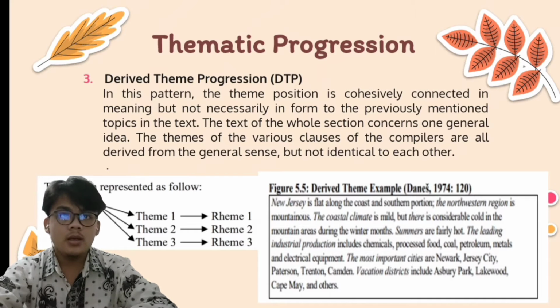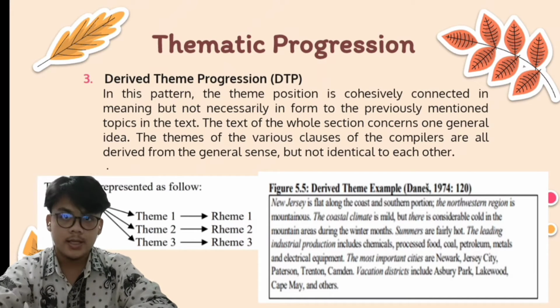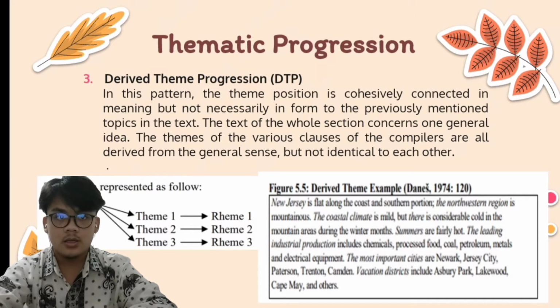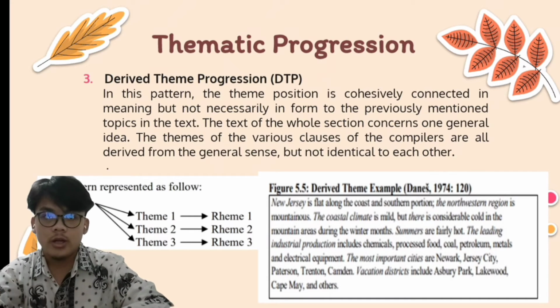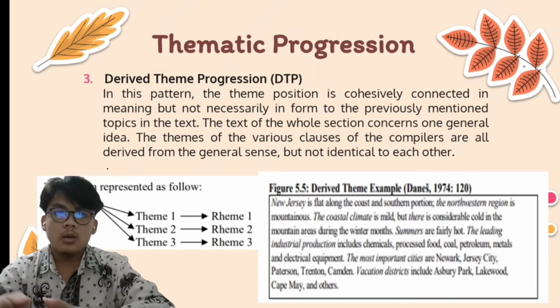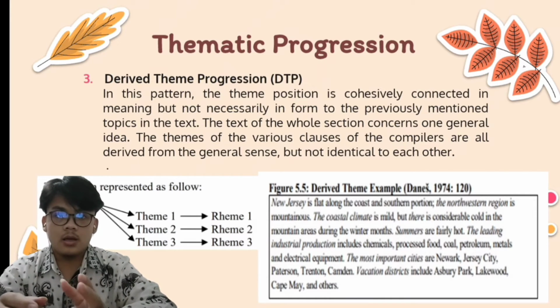Next is number 3, derived theme progression or DTP. In this pattern, the theme position is cohesively connected in meaning but not necessarily in form to the previously mentioned topics in the text. The text of the whole section concerns one general idea. The themes in the various clauses of the compilers are all derived from the general sense, but not identical to each other. The pattern is as follows: theme, move to theme 1, move again to rheme 1, and theme, move to theme 2, move again to rheme 2, and so on.